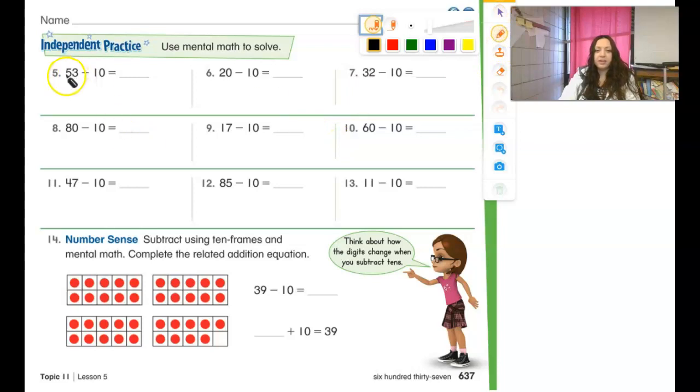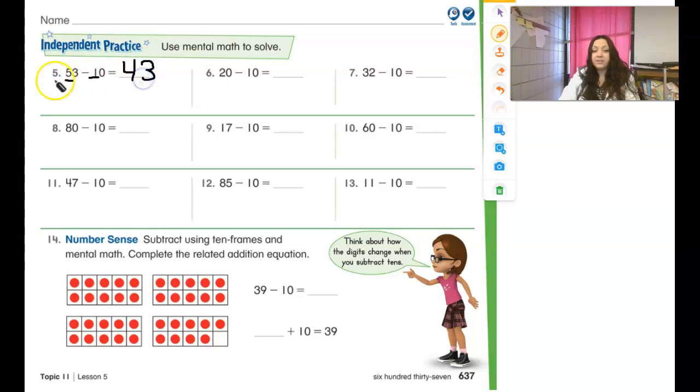So here we go. 53 take away 10. So what's 5 take away 1? We're going to look at our 10s. That's right, 5 take away 1 is 4. And then my 1s, I had 3 ones. I didn't take any away, so it stayed the same. So I need to put 3. So 53 take away 10 equals 43. Now, some of you guys might just see the pattern and can just write the numbers, but we're going to go ahead and go through them just in case, okay?